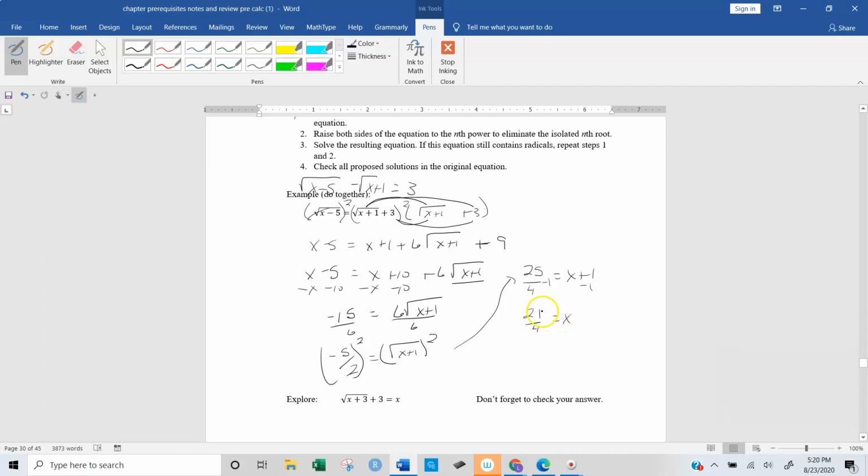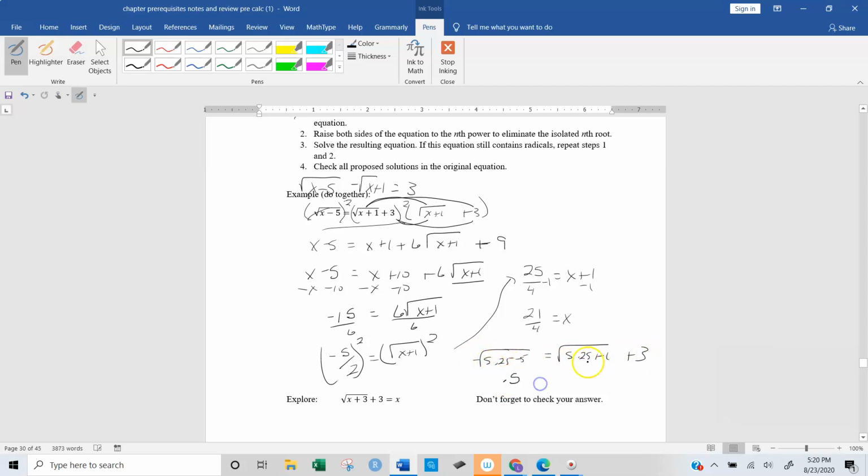Because you squared both sides, this may or may not be true, so we have to check it. So 21 fourths is 5 and 1 fourth. So what I'm going to do is plug this into the equation up here, my original, to see if this works. So if I take the square root of 5.25 minus 5, does that equal the square root of 5.25 plus 1 plus 3? Well, this is the square root of a fourth, which is a half.